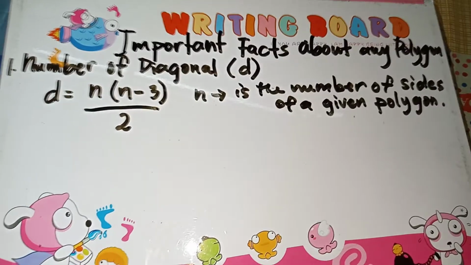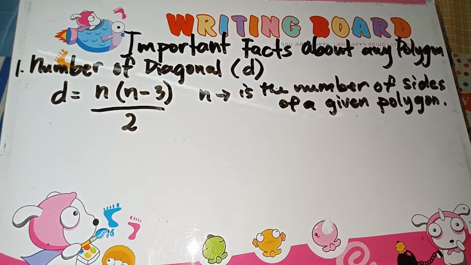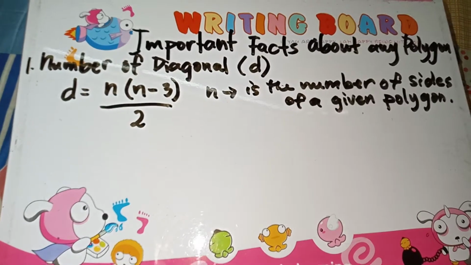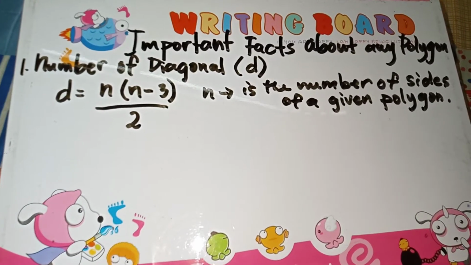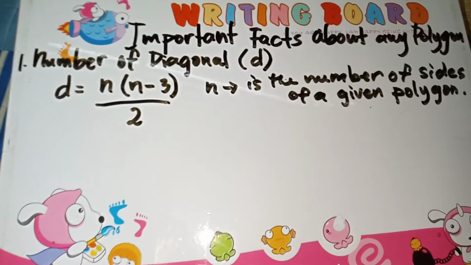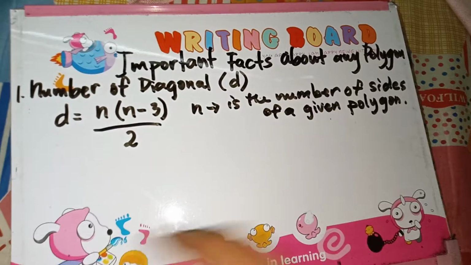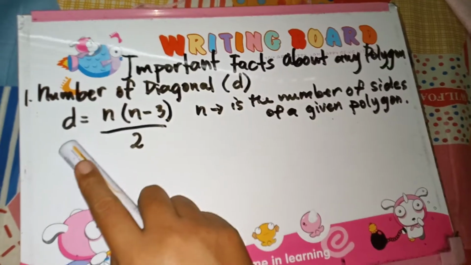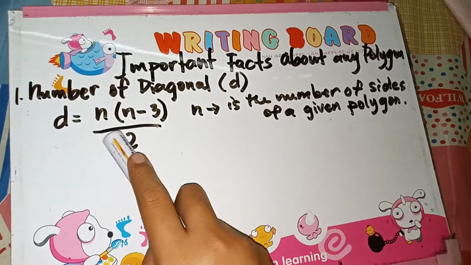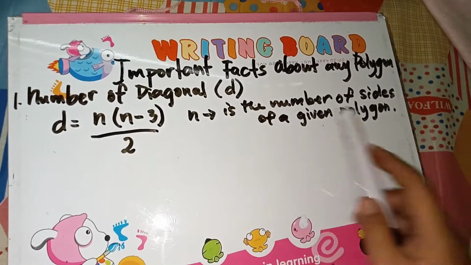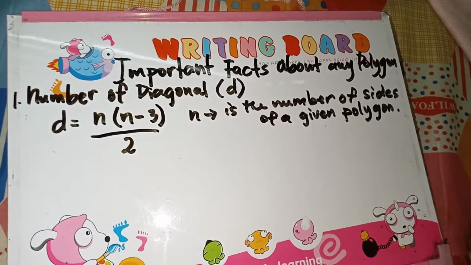Let's go over important facts about any polygon. First, how to determine the number of diagonals, or D. Here is the formula to determine the number of diagonals of a given polygon: D is equal to n times n minus 3, divided by 2. Here, n is the number of sides of a given polygon.